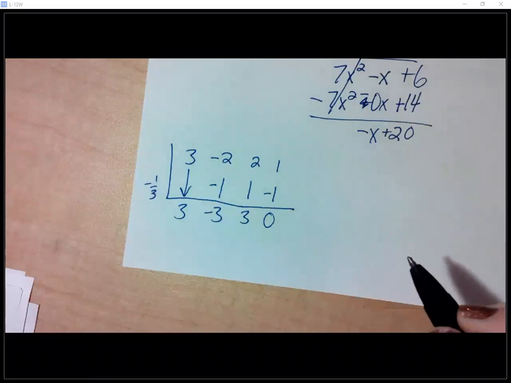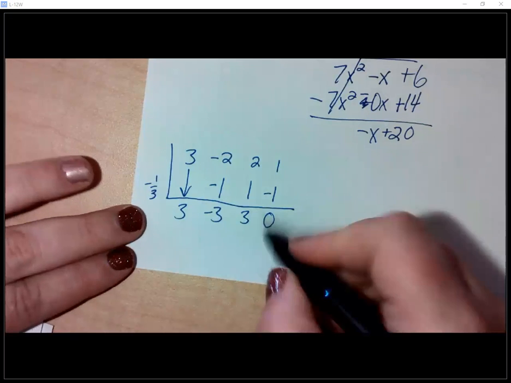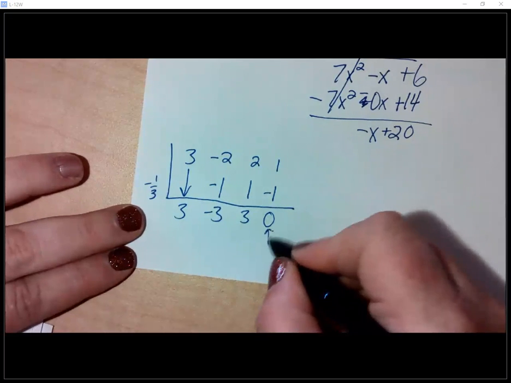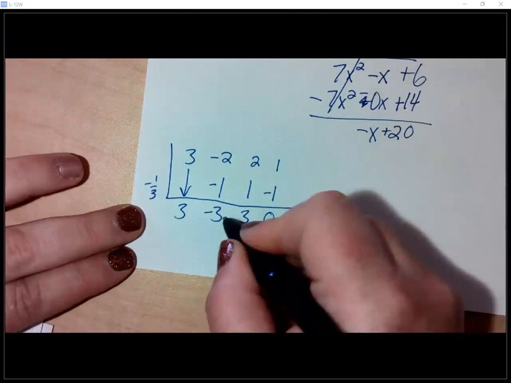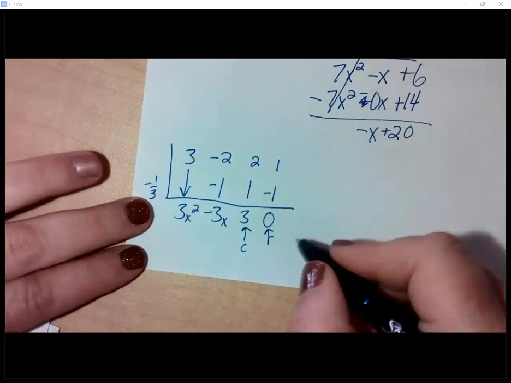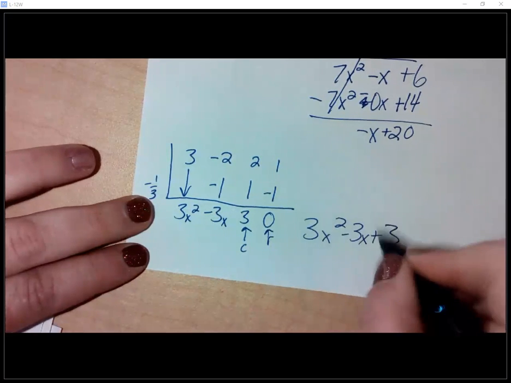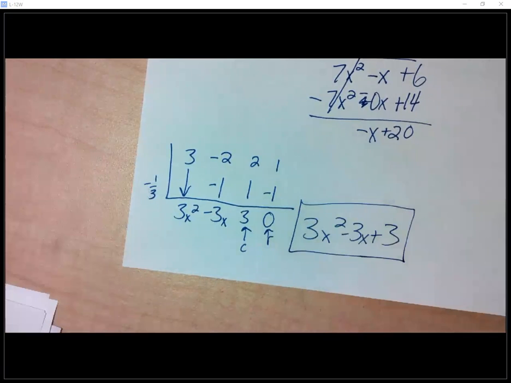So what does that mean? That means that this is my answer. Remember how this works. That's my remainder. That's my constant. This is x to the first, x squared. So when I write this answer all nice and neat, I'm going to write it as 3x squared minus 3x plus 3. I don't have a remainder, so I don't have to worry about that part.